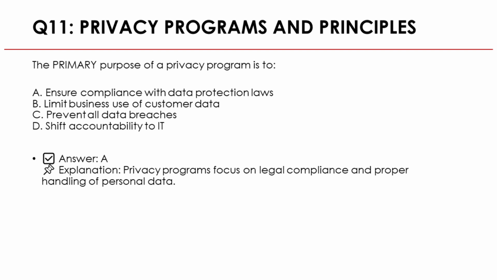The primary purpose of a privacy program is to: Option A, ensure compliance with data protection laws. Correct. Option B, limit business use of customer data. Too restrictive. Option C, prevent all data breaches. Impossible. Option D, shift accountability to IT. Wrong. Correct answer, A, ensure compliance with data protection laws. Privacy programs are like traffic laws. They define safe handling of personal data.